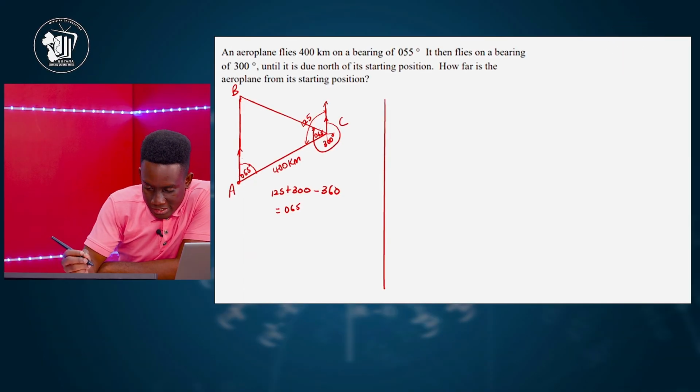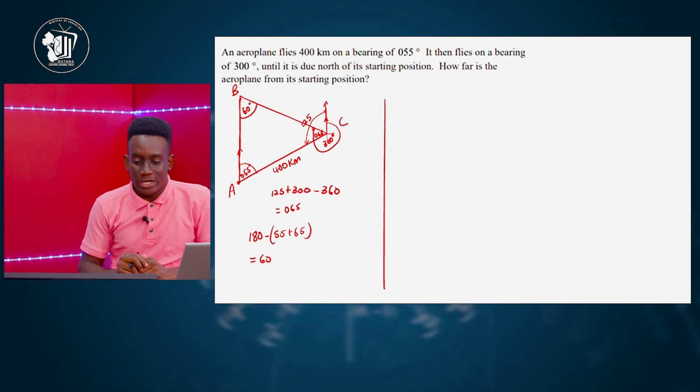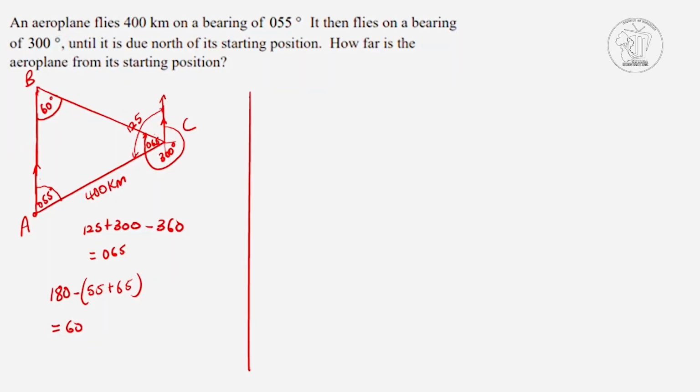Because we have 65 degrees there, and we have 55 here, we can also find this piece here, since it's a triangle. So it will be 180 subtract 55 plus 65, which would give us 60. So this remaining piece would be 60 degrees. So we have all the angles in the triangle. We have one side. So now, of course, it's easier to find this side here.